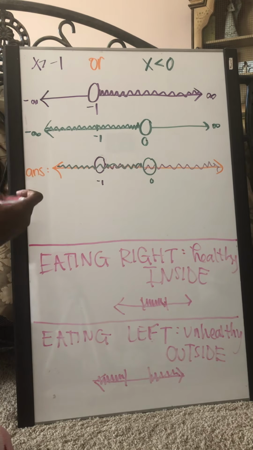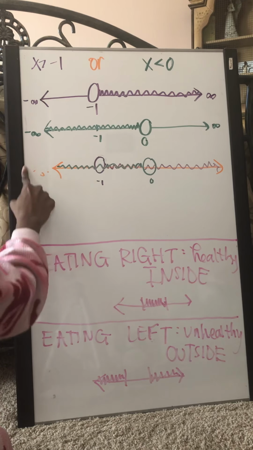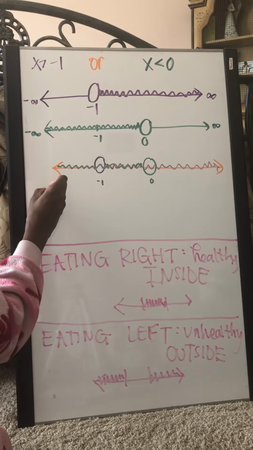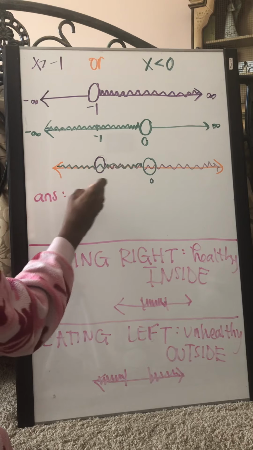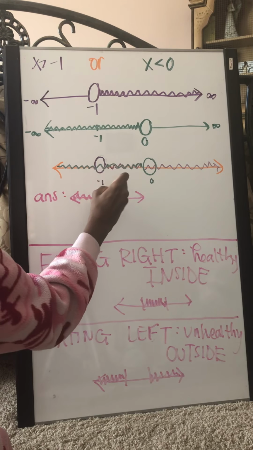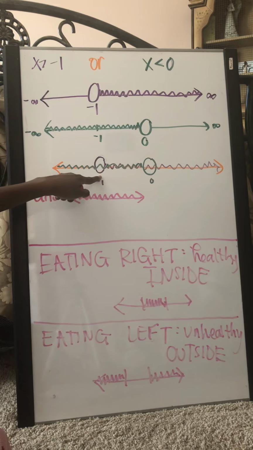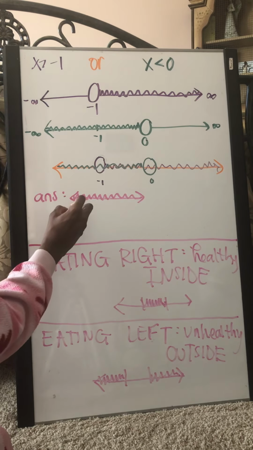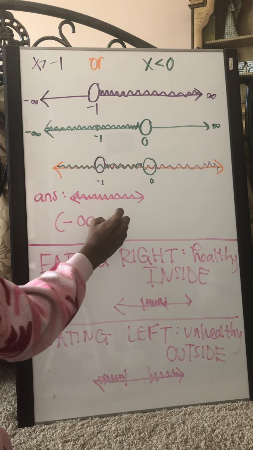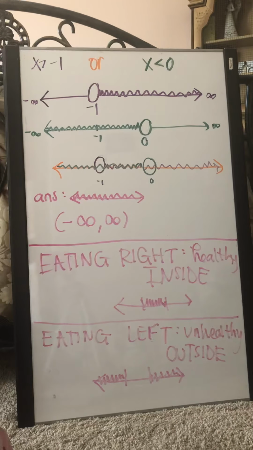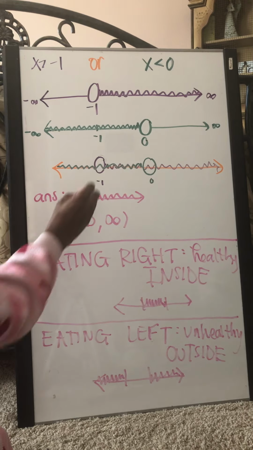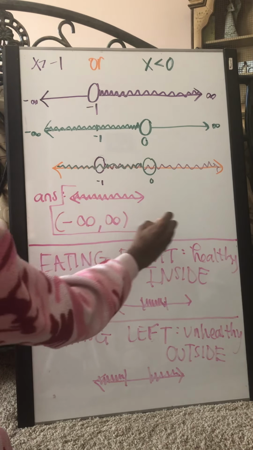So I guess this is a little confusing. Let me rewrite that. So for the actual answer, we're going to have everything, okay? From negative infinity all the way to infinity, because we're going to include that -1 and 0, okay? And then if we're writing that in interval notation, we go from negative infinity to infinity, okay? So these two would be our answers.